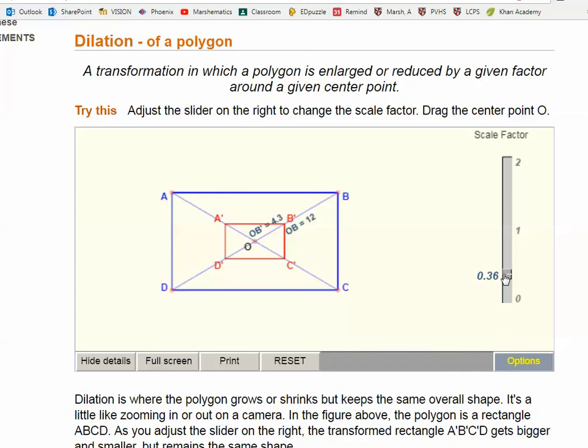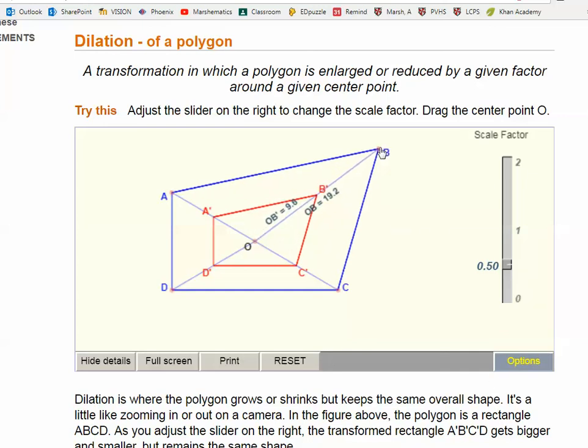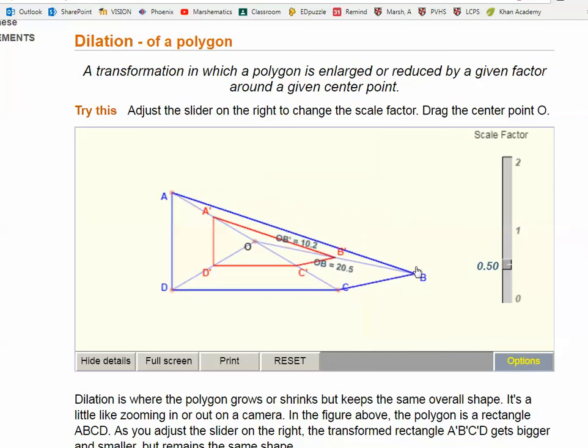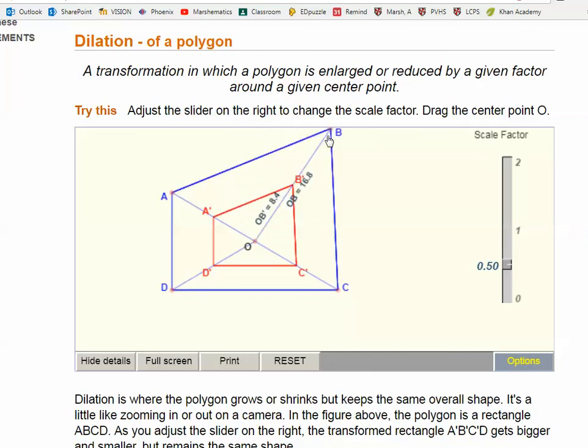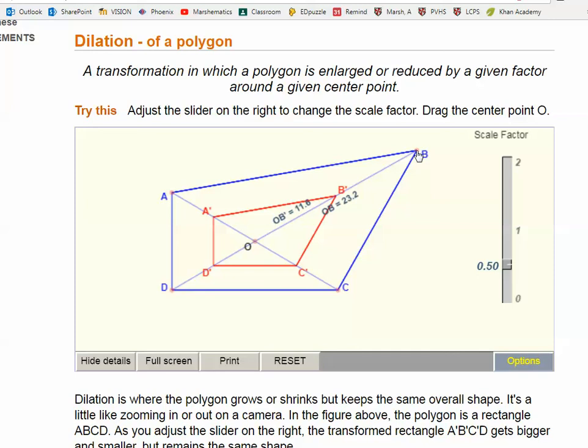These are similar figures. Notice that when I make the scale factor 0.5, that means 1/2, the length in the pre-image is 12, and half of 12 is 6, and that's the length in the image. Notice that no matter how I change the pre-image, the image will always stay the same shape. It will just be half as large as the pre-image.